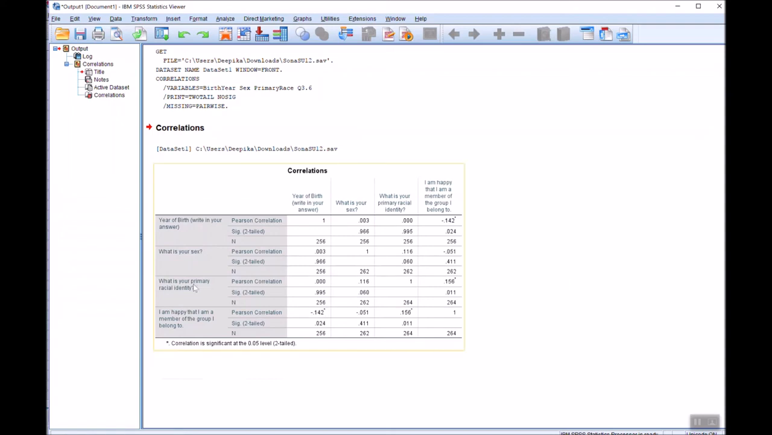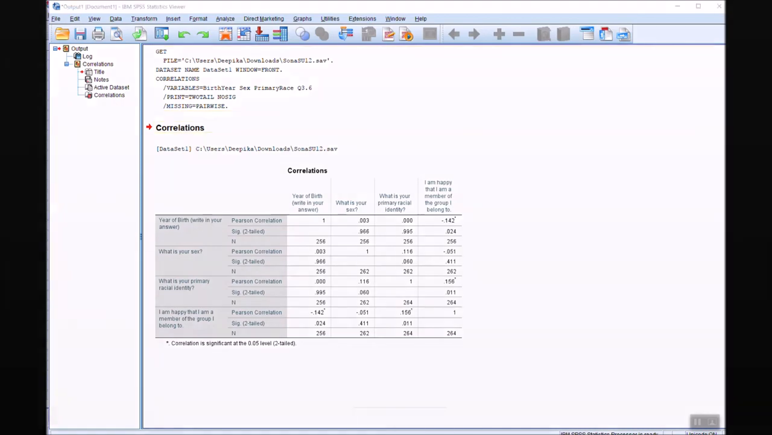However, we do see that there are group differences in terms of racial identity. We can see that depending on what a person indicated was their racial identity, that changed their happiness scores in group membership. And so basically, that's really all there is to it. That's how you would read a correlation table when you run correlations in SPSS.